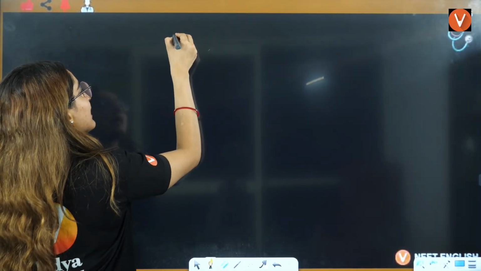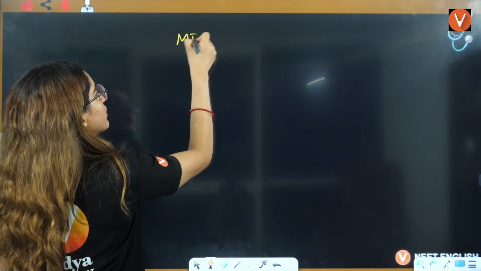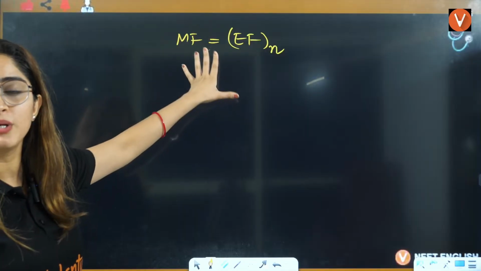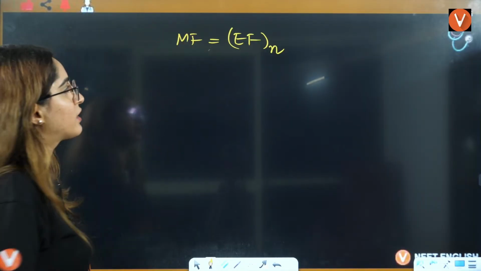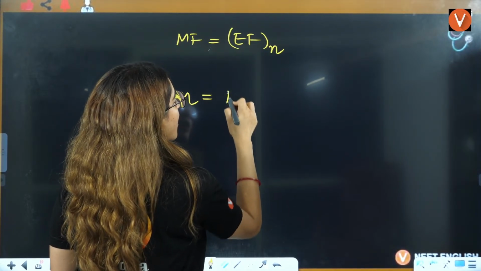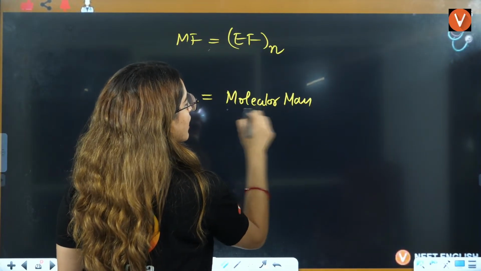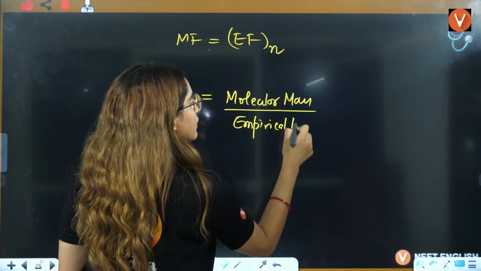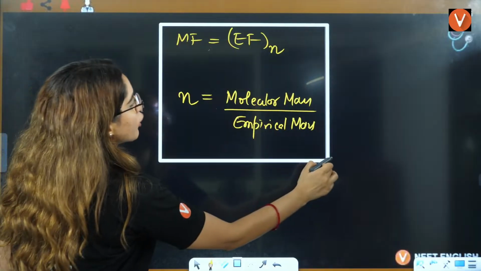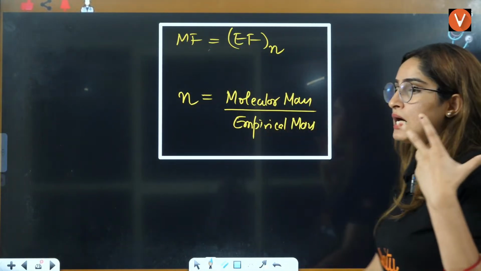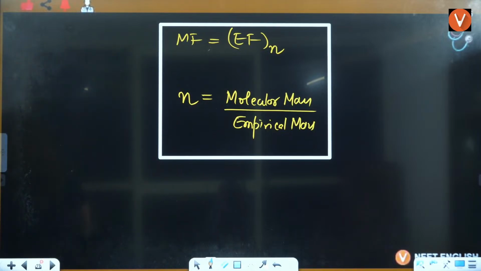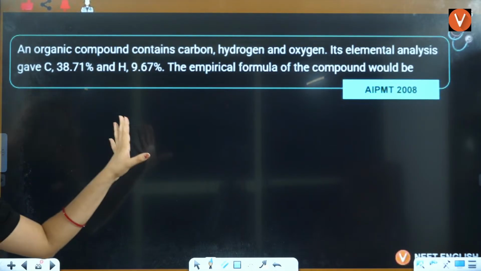Or you can say molecular formula is equal to empirical formula times N. This is your relation between molecular formula and empirical formula. And what is this N? N is nothing but molecular mass divided by empirical mass. That is your N value, right? Now these two formulas you should know. Just like we did the method of limiting reagent, in the same way we have a method of doing empirical formula and molecular formula, right? I will show you that with the help of some examples. Okay, no issues. So let's do this particular question.